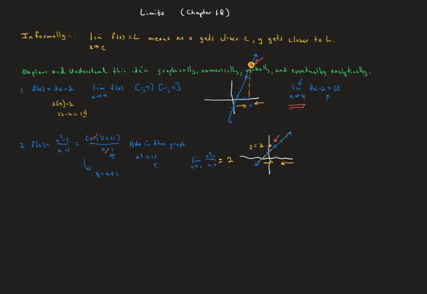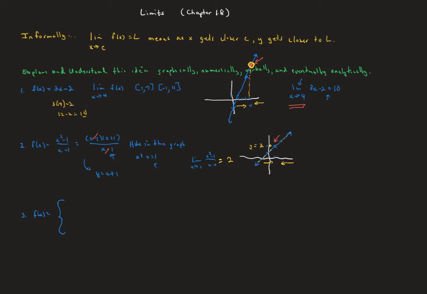So a limit is telling us what happens as the function gets closer and closer to that point, but it makes no claims about what actually happens at that point. Okay, let's build on that.